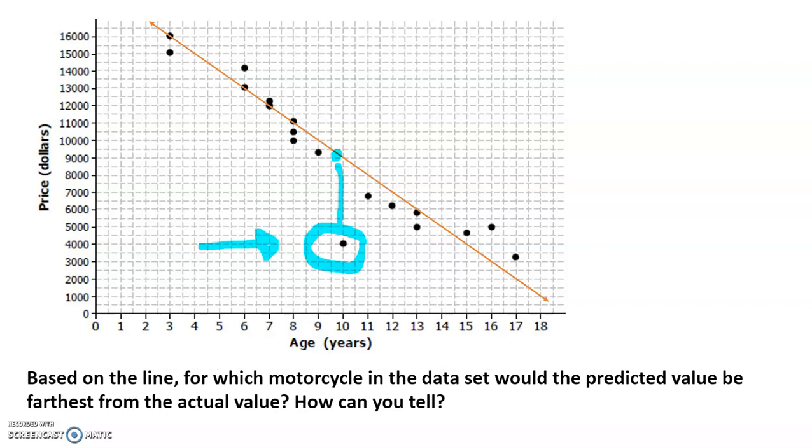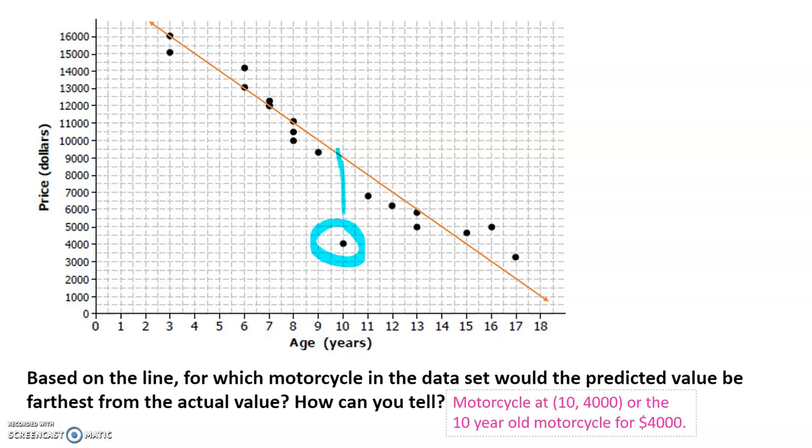You could argue that that's an outlier. So that's the 10-year-old motorcycle for $4,000, and you can argue that's an outlier because it's the furthest from the trend of the rest of the points.